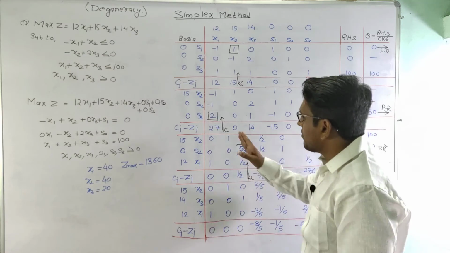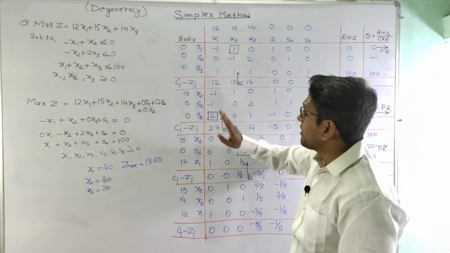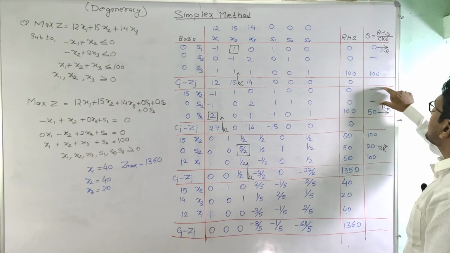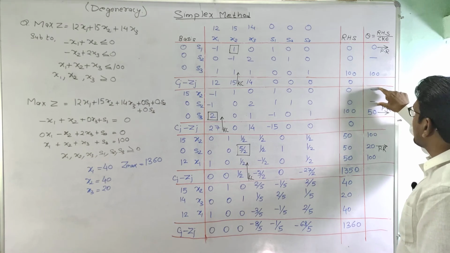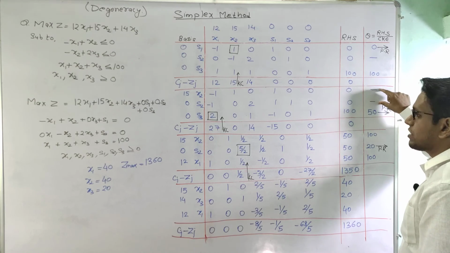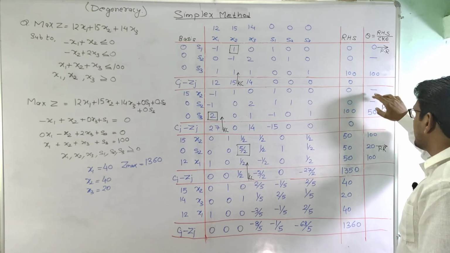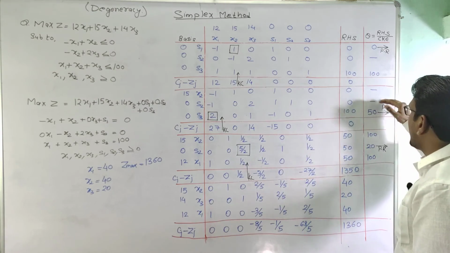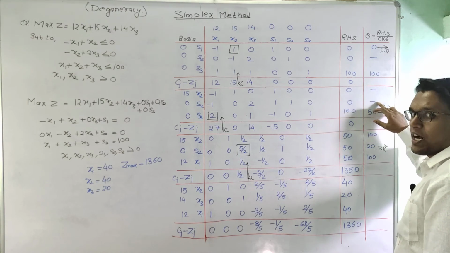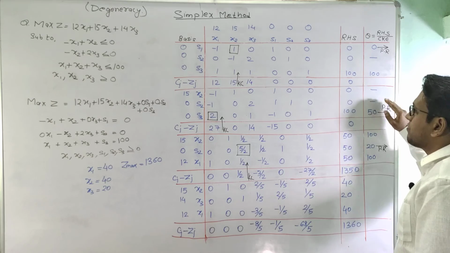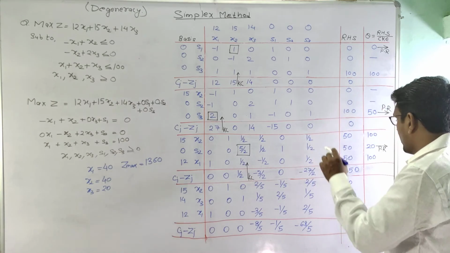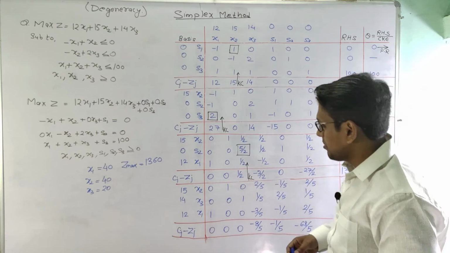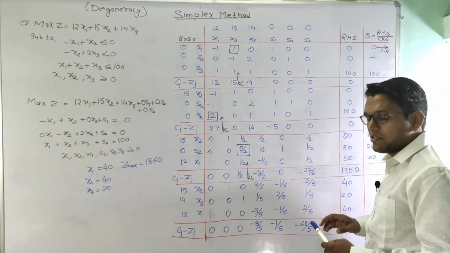So if we find any negative value in the key column, we will simply not write anything on the ratio theta we are calculating. Clear? So if we find any negative value in the key column, we will not write anything, and this means that these two variables here are not eligible to participate as the leaving variable. Okay, and more or less simplex is the same throughout, and we need to remember this method is for maximization only.